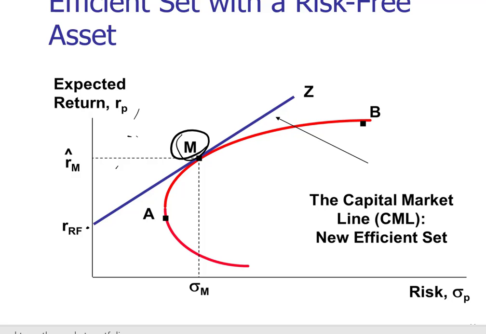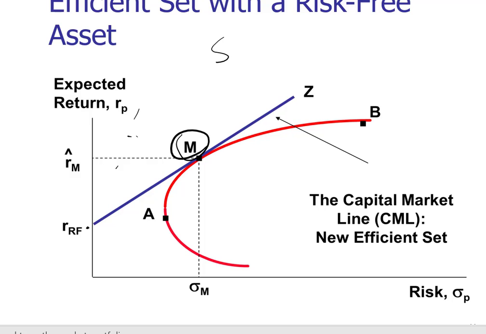Now remember, previously I said there's no way to actually measure the market portfolio. When we use the capital asset pricing model, we're going to use the S&P 500 to proxy for the market. It's not correct, but it's close. Okay? So what we find is we have this point M. This point M says that now our efficient frontier is this blue line.